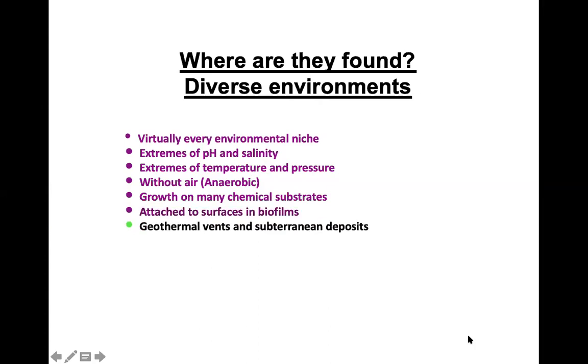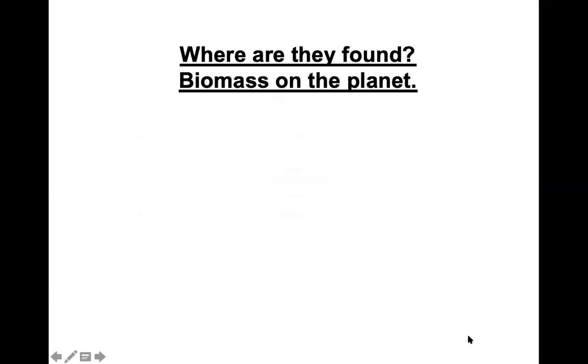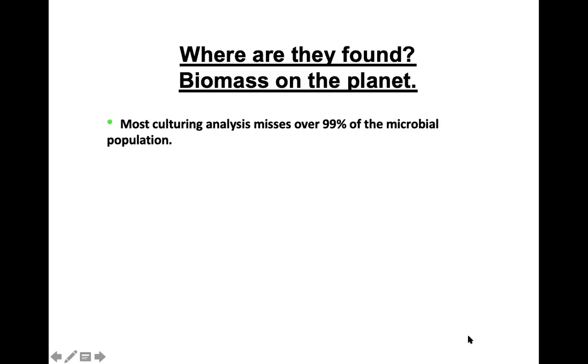Geothermal vents and subterranean deposits, they can be found. So these are the places or environmental conditions where microorganisms, especially bacteria, are found. Where are they found? Biomass on the plant, yes. All the biomass on the plant. I told you what is biomass. Biomass is matter derived from a living organism. For example, compost is a biomass. Our straw, straw of any cereals, are biomass.